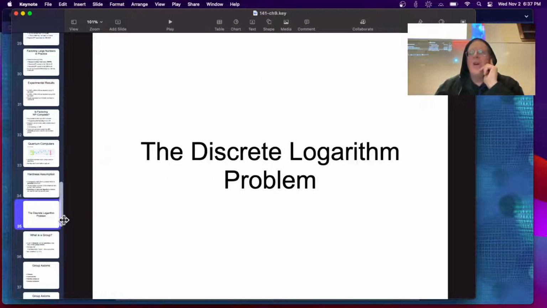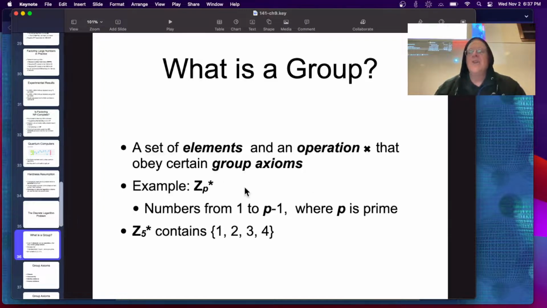All right, so the discrete logarithm problem is the generalization of RSA, really, and here's how it works. You have to have a group. Now, a group is a set of elements and an operation that obey certain axioms. The most common group you use is Z star P, which is numbers from 1 to P minus 1, where P is prime. So Z star 5 is 1, 2, 3, and 4. The numbers up to, but not including, the prime number at the top.